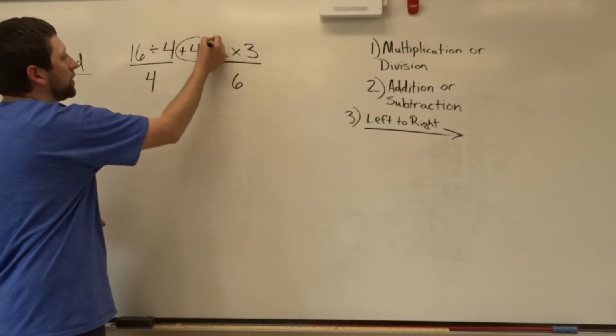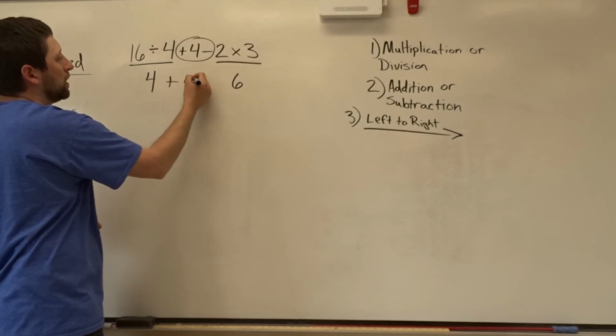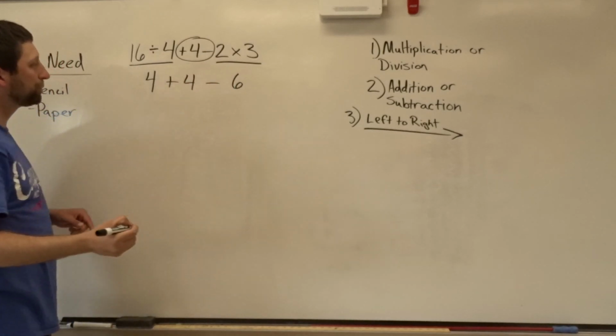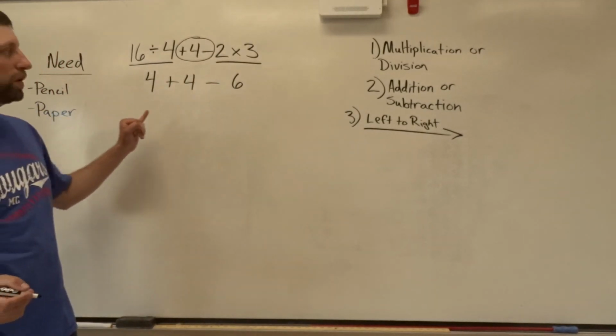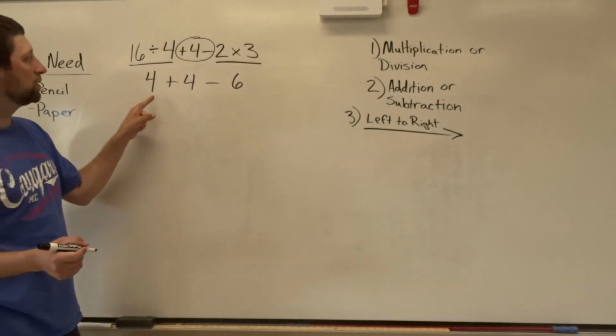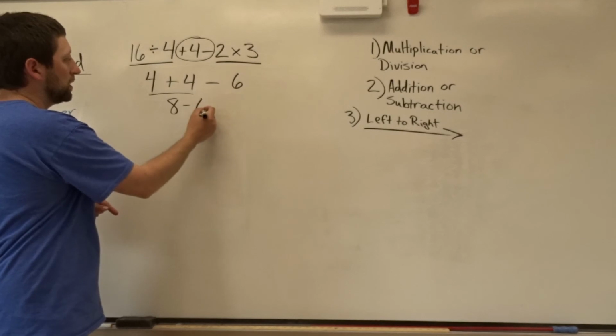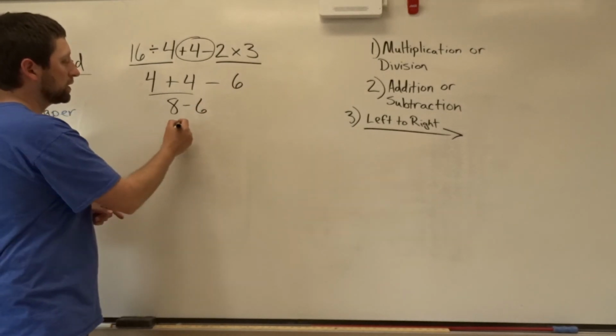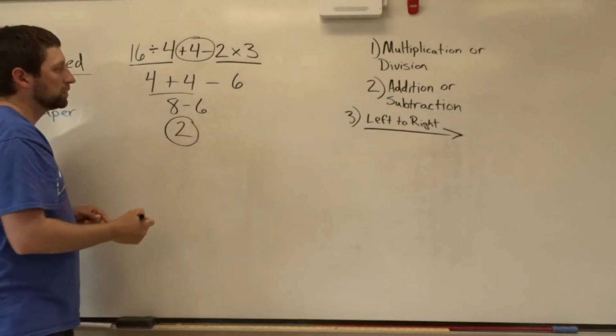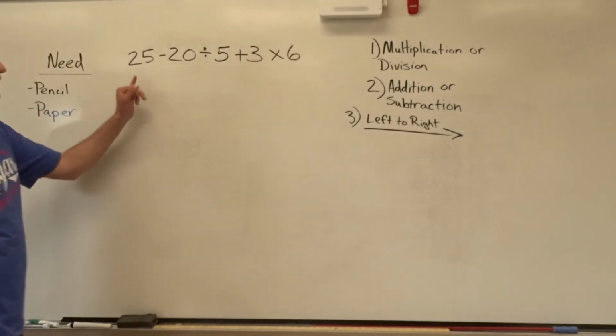And then I have this part here, plus 4 minus 6. Okay, again, I must always go left to right first. So 4 plus 4, that's 8. And then minus 6, 8 minus 6. Correct answer is 2. And here is the last example.